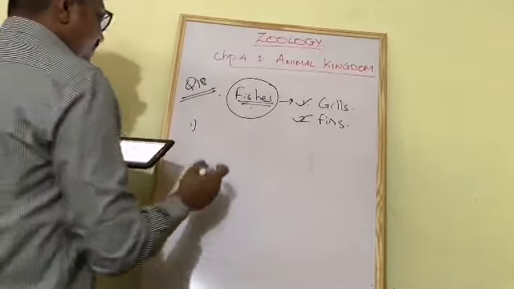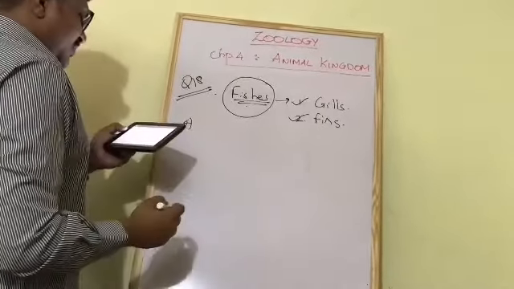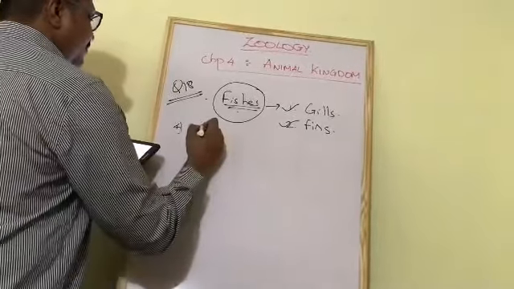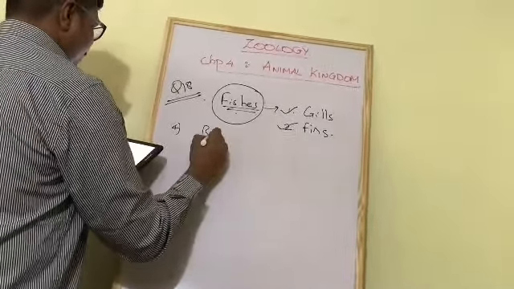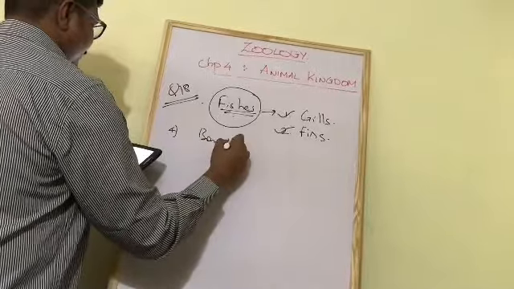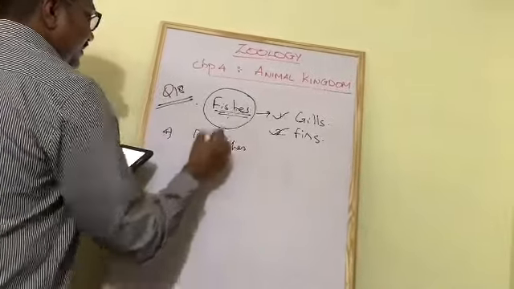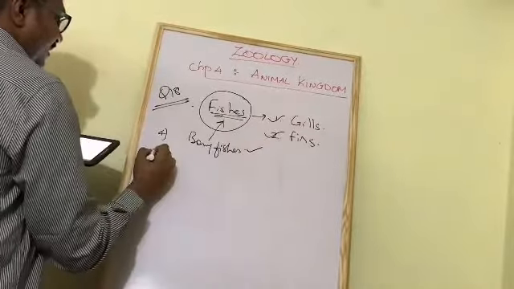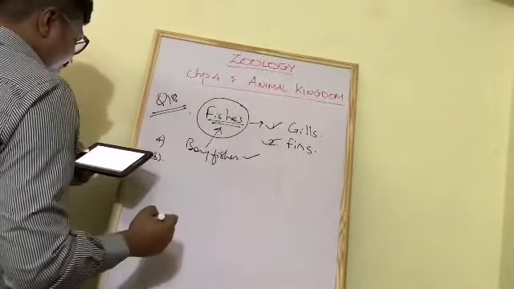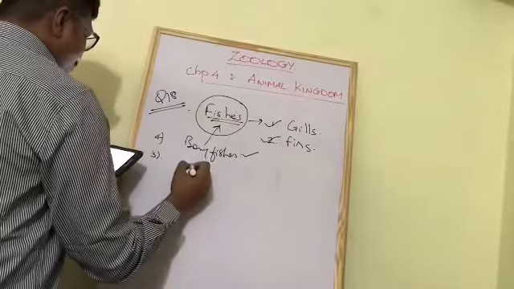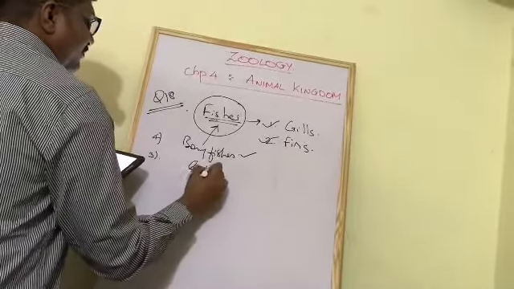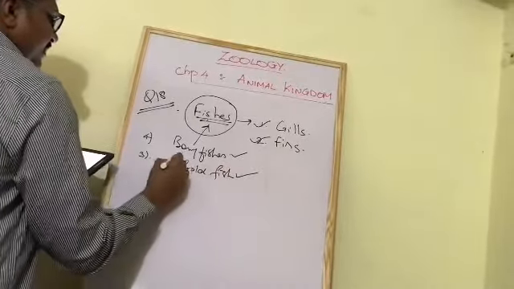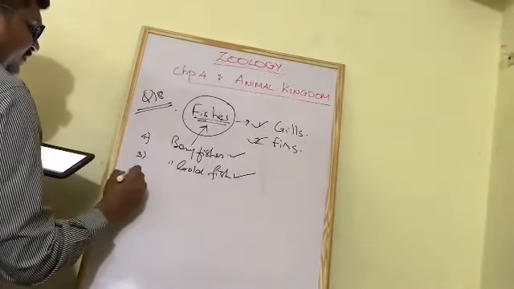So let us start with option number 4. Option number 4 is seahorse. Seahorse is a hippocampus which belongs to bony fishes. That means it is a true fish. Then comes option number 3. Option number 3 is goldfish. Goldfish again is a bony fish. Same thing. So it is a bony fish.